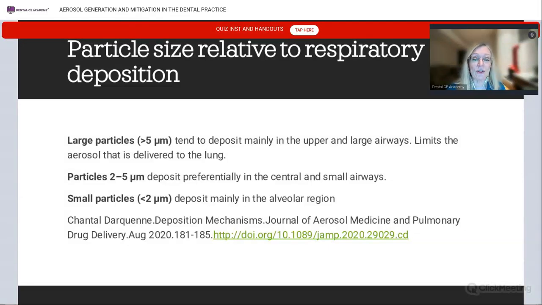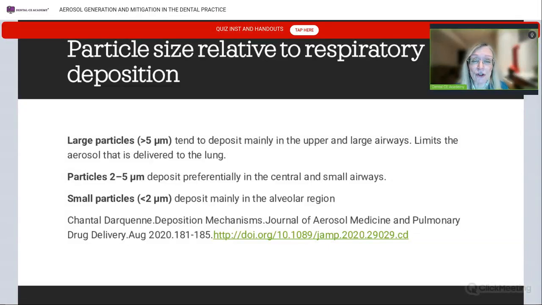So we know that particle size and how deeply it embeds into your respiratory tract are related. So the smaller the particle size, the more deeply they will embed when we inhale them. So the large particles, greater than 5 microns or more, tend to deposit mainly in the upper and large airways. So there are structures in your respiratory tract, as well as your nasal passages and so forth, that can limit the amount of that type of aerosol delivered to the lung.